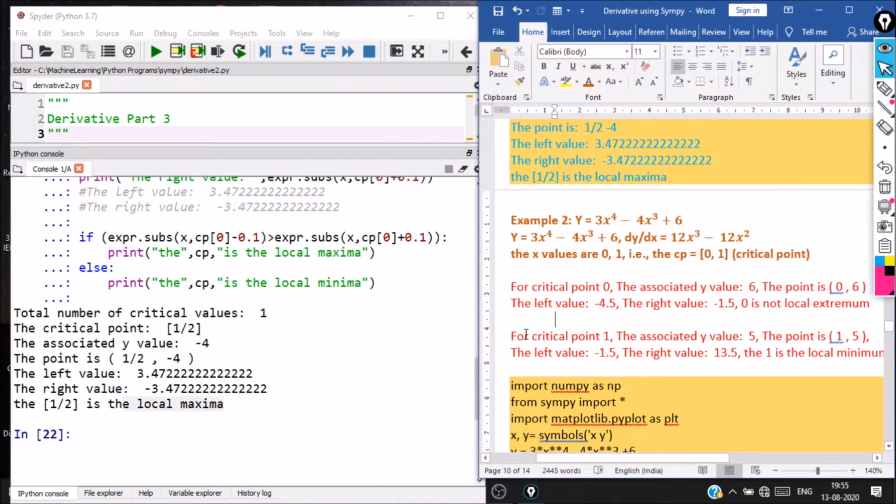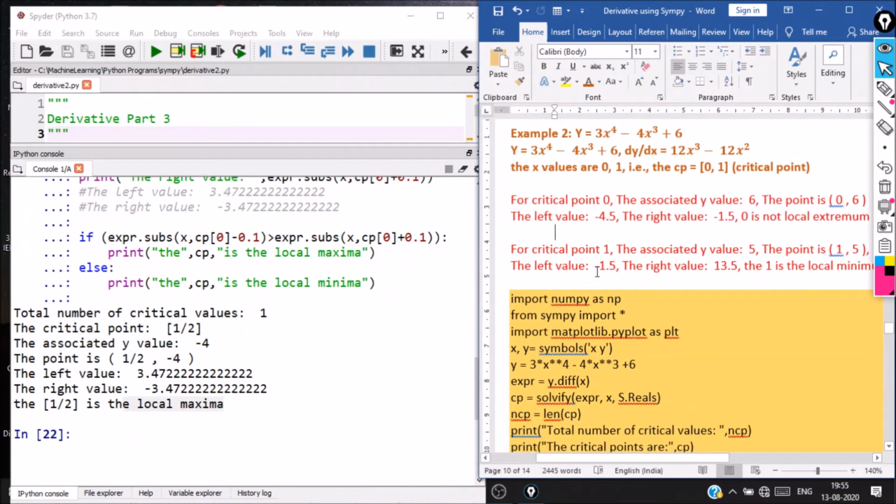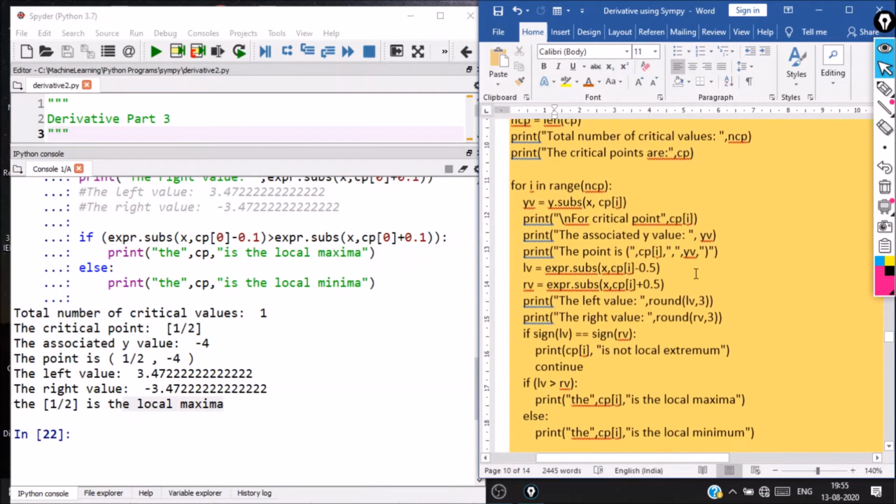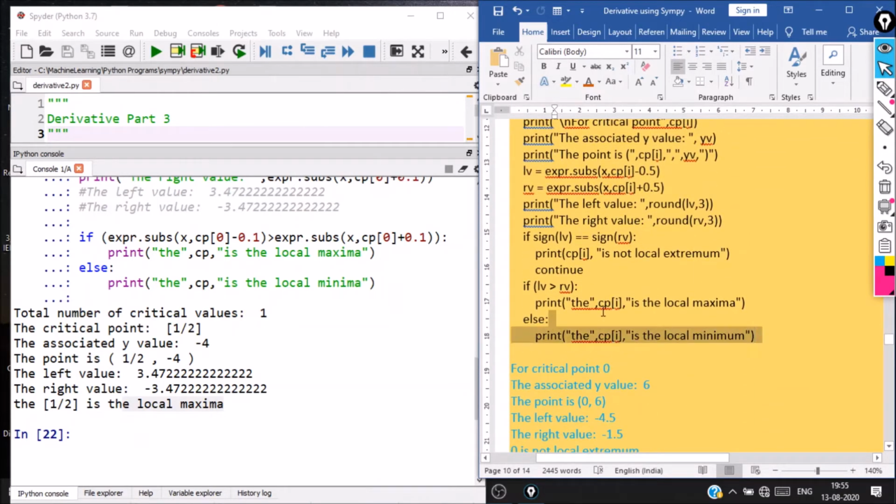Okay, and for the critical point 1, the associated y value is 5 and the point is 1 comma 5. The left value is minus 1.5, the right value is 13.5. So 1 is a local minimum. So it is negative to positive, but here both are negative, so it is not a local extremum. But here it is negative to positive, which means it is a local minimum, as we already know. So you can execute it and see the example.